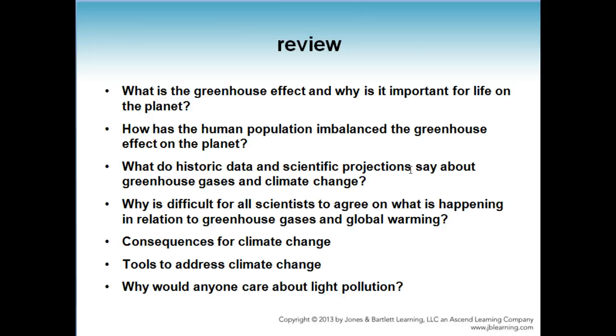In this section, we talked about what a greenhouse effect is and why it's important to life on the planet. We talked about the imbalance of greenhouse gases and how people on the planet are affecting it. We also looked at the historic data back to the last ice age and scientific projections and what they say about greenhouse gases and climate change. We want to understand why it's difficult for all scientists to agree on what's happening in relation to greenhouse gases and global warming. Scientists are often used to dealing with uncertainties, but policymakers don't like them, and often they get twisted for political advantage in the society.